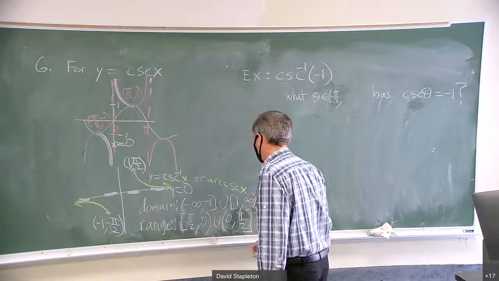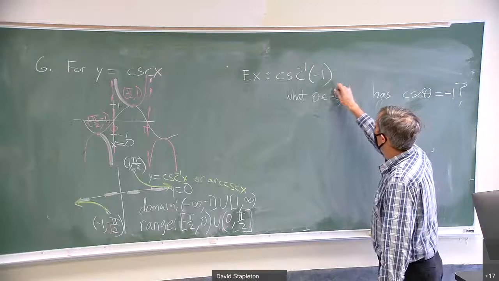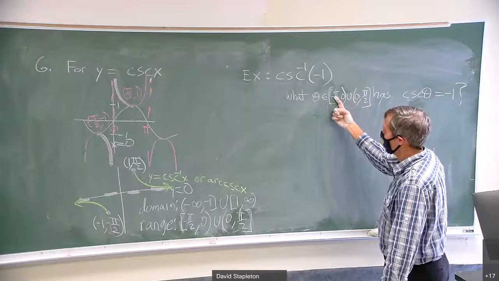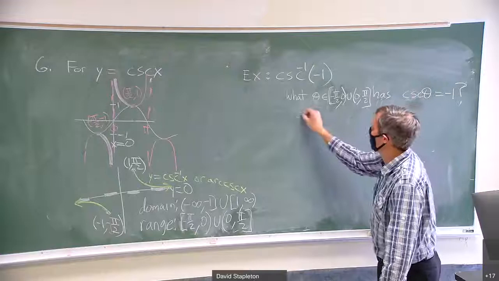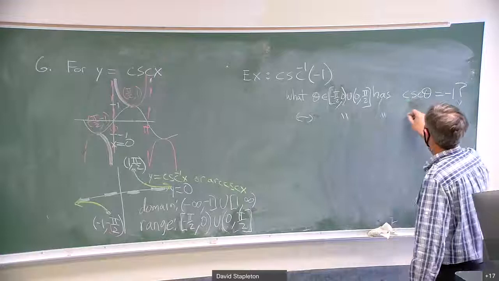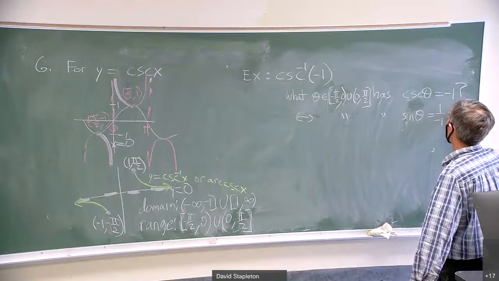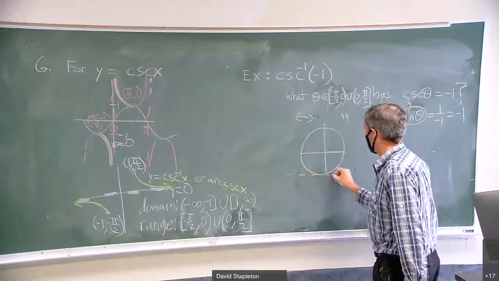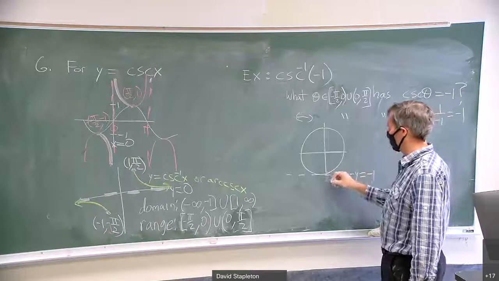So in a range from minus pi over 2 to 0 union 0 to pi over 2, what angle in quadrant 1 or 4 has this cosecant? It's a hard question. So you turn it around and ask instead, what angle in here has sine theta equal to the reciprocal of this, which is also negative 1. Now I've got it because sine is the y coordinate. I sketch the unit circle and sketch the line y equals minus 1 to find all points on the unit circle whose y is minus 1, so the sine is minus 1. It's just tangent, so there's actually only one intersection.